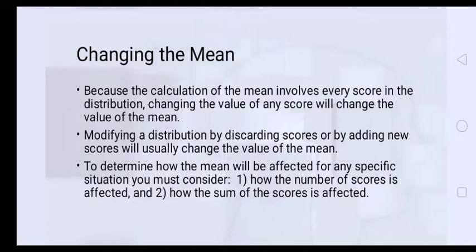Changing the mean. In the first bullet, because the calculation of the mean involves every score in the distribution, changing the value of any score will change the value of the mean. Therefore, there is a relationship between the mean and every score in the distribution. So if one score changes, the mean will also change. Modifying a distribution by discarding scores or by adding new scores will usually change the value of the mean. So if we remove one score from the distribution, or if we add new scores, the value of the mean will also change. To determine how the mean will be affected for any specific situation, you must consider how the number of scores is affected and how the sum of the scores is affected.